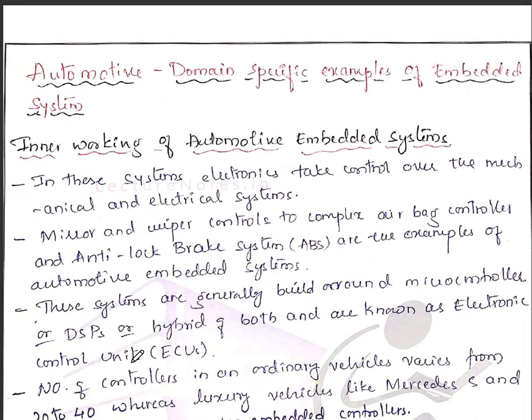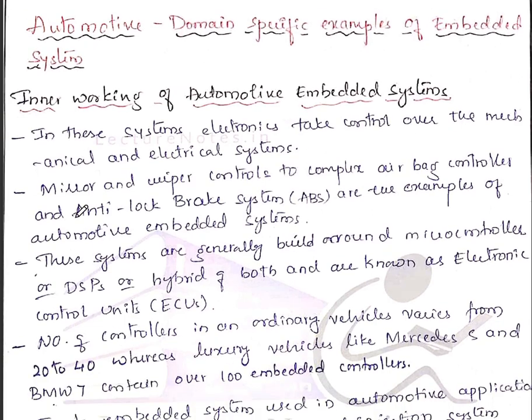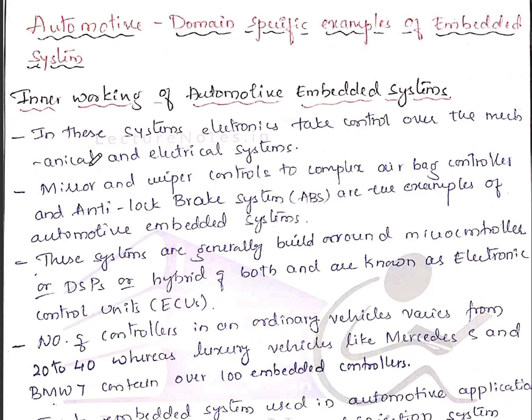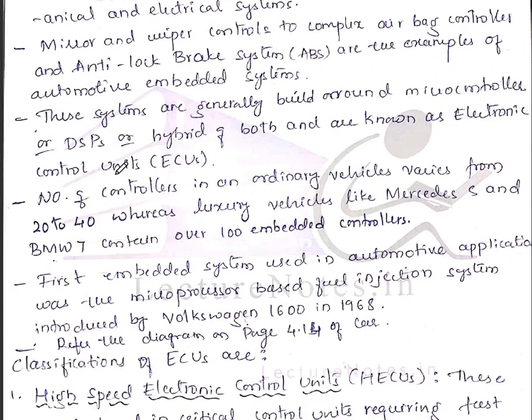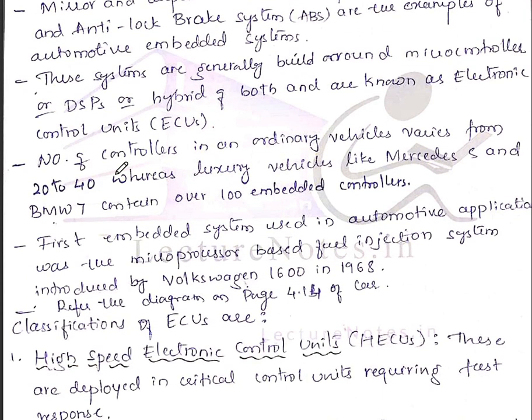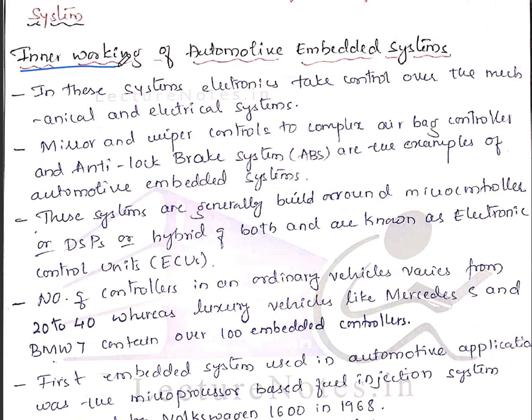The next topic is automotive domain specific examples of embedded system. In this we are considering an automotive embedded system, which could be a car or any other vehicle. The inner working of an automotive embedded system includes a mirror and wiper control and also a complex airbag controller along with the anti-lock brake system.